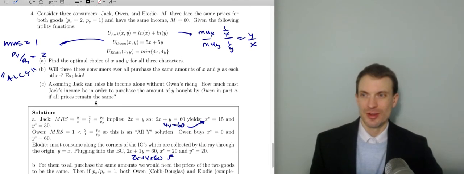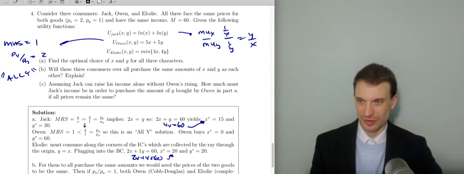For Jack, well, we have to find Jack's marginal rate of substitution. This is really easy. Partial with respect to x is 1 over x. Partial with respect to y is 1 over y. Sure enough, with Cobb Douglas, we're going to have y over x with our constants, but our constants were just 1. So there's our MRS, set that equal to our price ratio. That's what this is doing.